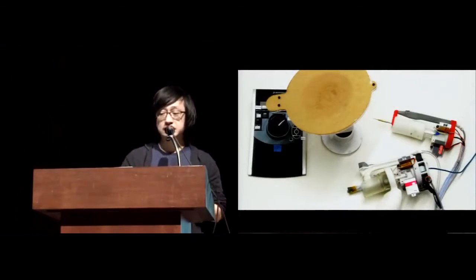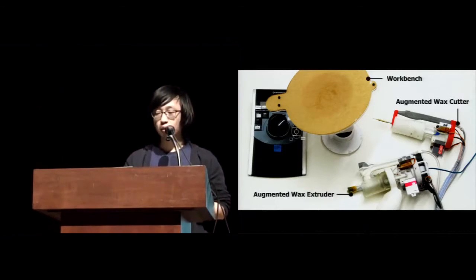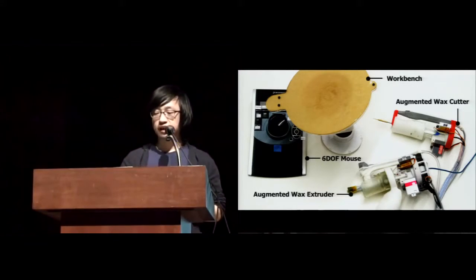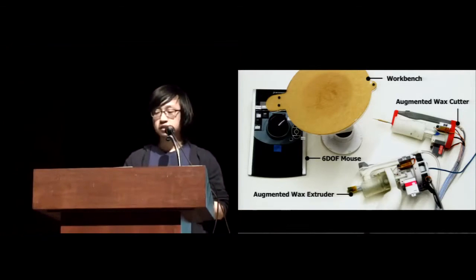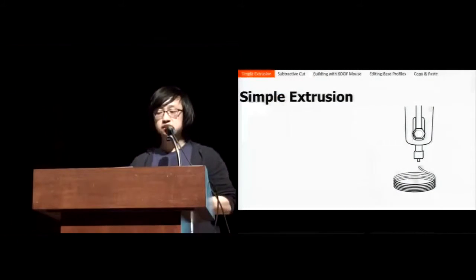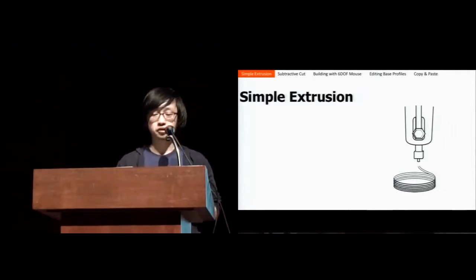Inspired by this, we present D-Coil, a 3D modeling system using wax coiling to bring tangibility to the design of 3D digital models. D-Coil centers on an augmented wax extruder, a wax cutter, a workbench, and a 6DOF mouse. Both our extruder and the cutter design derive from the 3D milling machine. Different from CAD systems, D-Coil offers a hands-on approach to digital 3D modeling in the physical world. So in the next couple of minutes, I'm going to show you the interaction and operation supported with D-Coil.